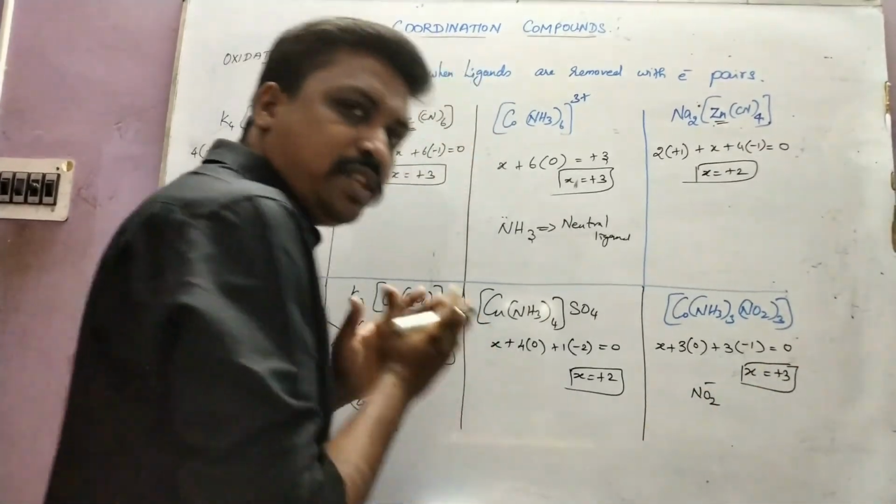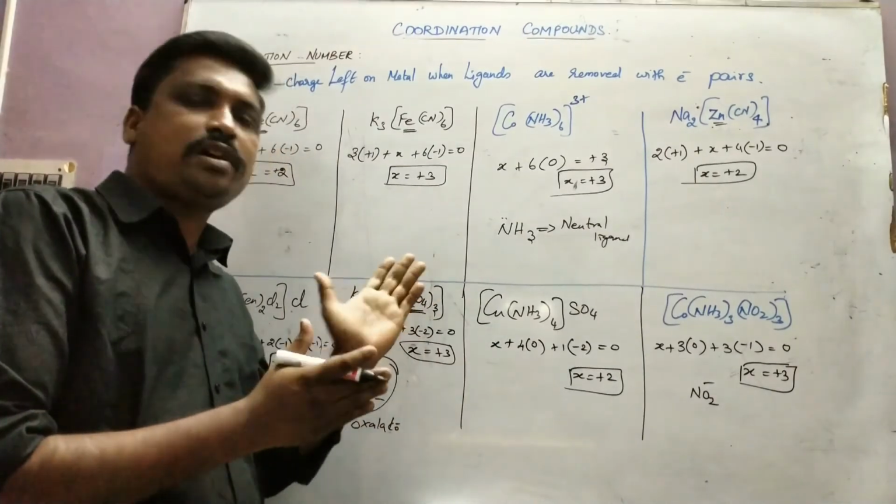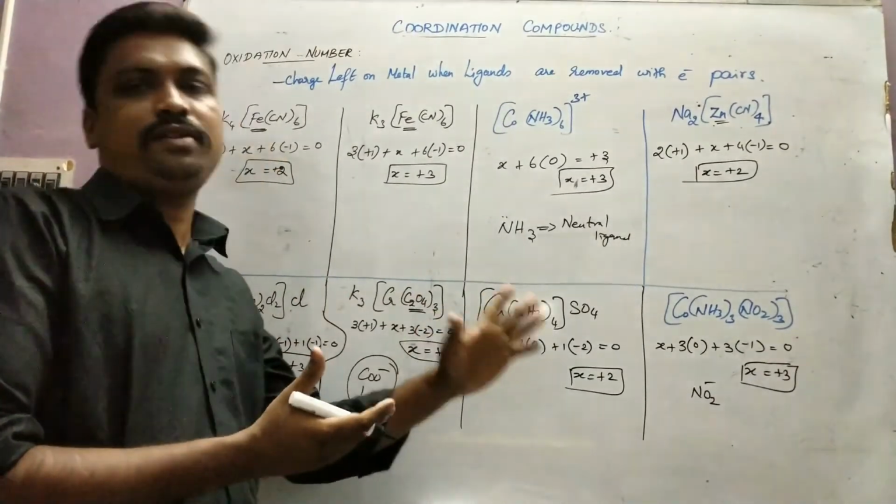Okay? So in this method, you can find the charge of whatever the species may be. You can find the charge of the central metal ion very easily. Clear?